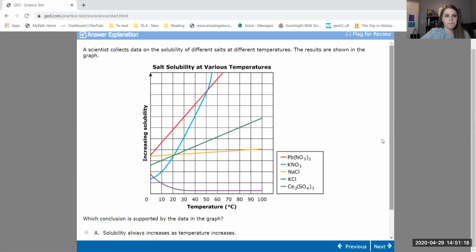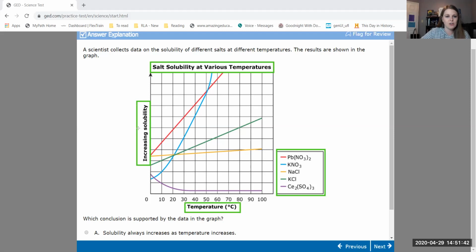Question 3. All right, we got another chart here. So it's the title, first and foremost: Salt solubility at various temperatures. And I notice a lot of colors, and here's my key to explain the colors. And then I also want to note on a graph like this, the two titles for each side.